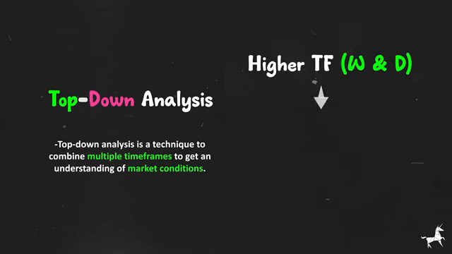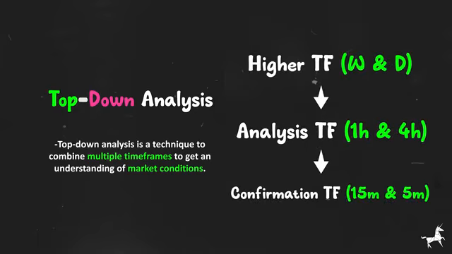The process begins with the higher timeframes, such as the daily or weekly charts, to determine the broader trend, key levels, and market sentiment. These larger perspectives help us understand where the market is likely headed. Once the bigger picture is clear, we shift to lower time frames, such as the 4-hour or 1-hour charts, to pinpoint precise entry and exit points using our trading concepts.